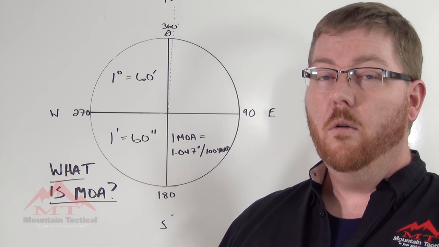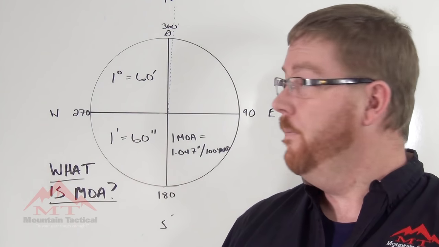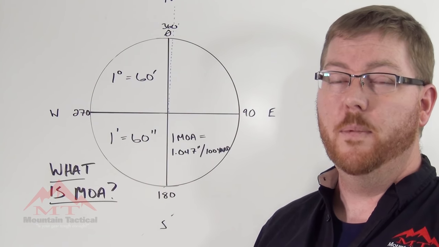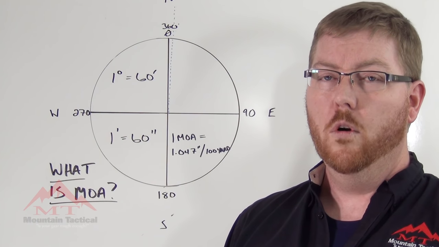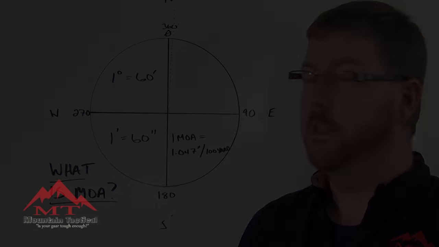So, where does MOA come from? MOA comes from actually the compass roads. It's been used to circumnavigate the world for, well, as long as we've had the compass roads.